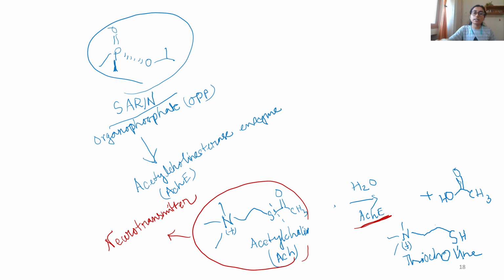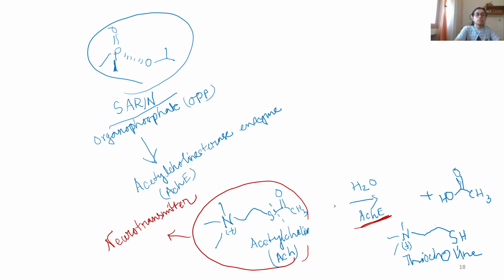Then thiocholine will be in excess in the joints, everywhere, so excess accumulation of thiocholine will happen, and that will create excessive stimulation of the nerves and neurons, which will disrupt their normal function. Hence it will act as a nerve agent, a nerve destroying agent, you can say.